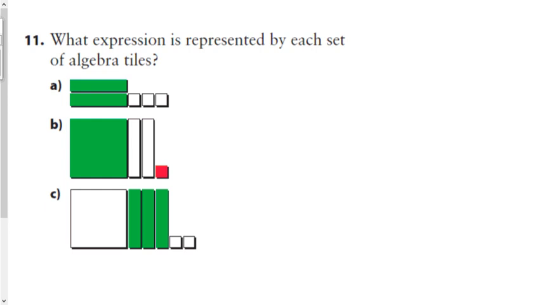Question 11, we're really good at these because we just did a whole bunch of them. What expression is represented by the set of algebra tiles? This is x and x, therefore it would be 2x. This is negative 1, and negative 1, which would make it negative 3. So that picture represents the binomial 2x minus 3.